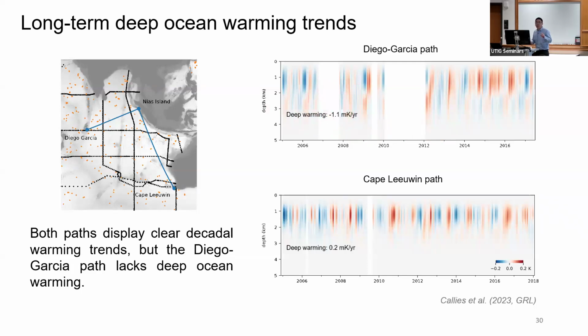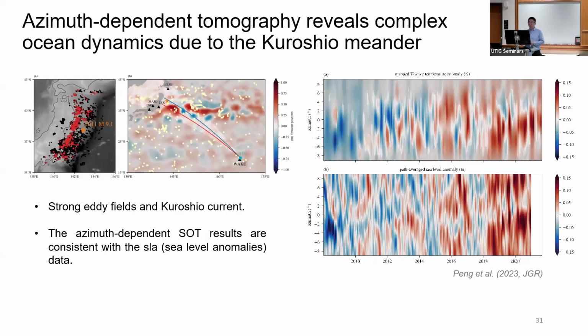This number is the amplitude of the second singular vector, which tells us more about the very deep ocean temperature change. It's negative. And for the Cape Leeuwin path, it's positive. It's warmed up. There's a difference between them.